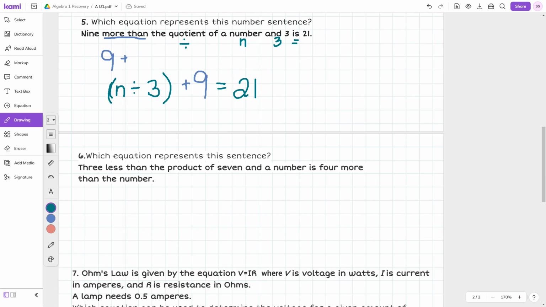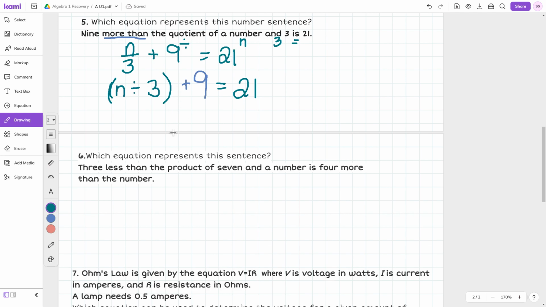Let's look at some other variations that we could write this question. I could also, I'm going to erase this 9 up here. I could also write this part right here as n over 3 plus 9 equals 21. Okay, means the same thing.